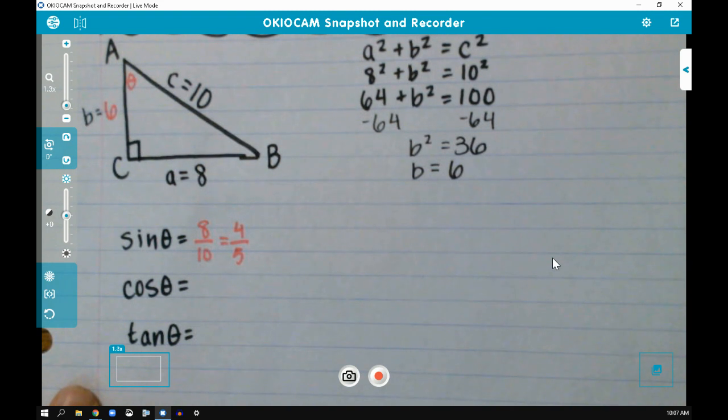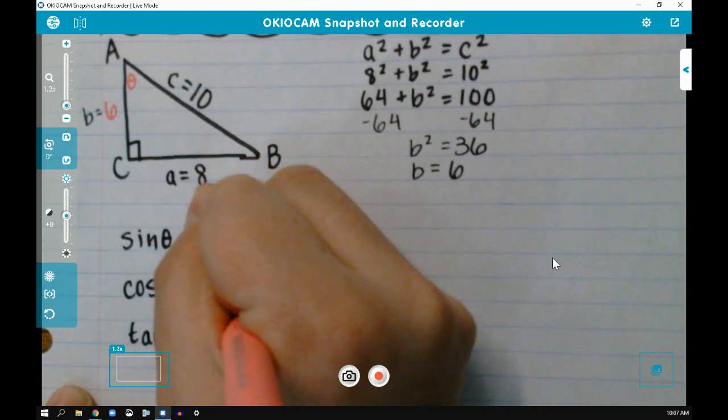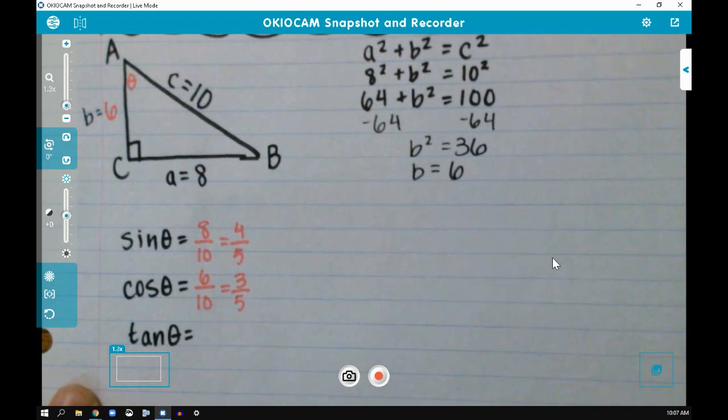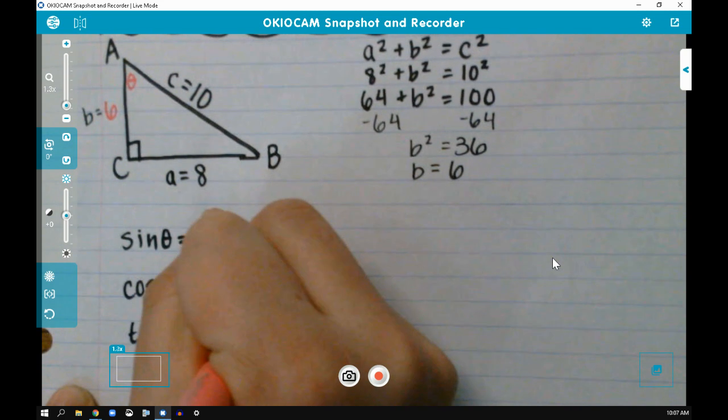Cosine of theta. Somebody other than Alder. What is our adjacent side? 6. What's our hypotenuse again? 10. So 6 over 10. That reduces to 3/5. And then tangent of theta is opposite over adjacent. We already know that our opposite's 8 and our adjacent is 6. So that's going to be 8 over 6, which is 4/3.